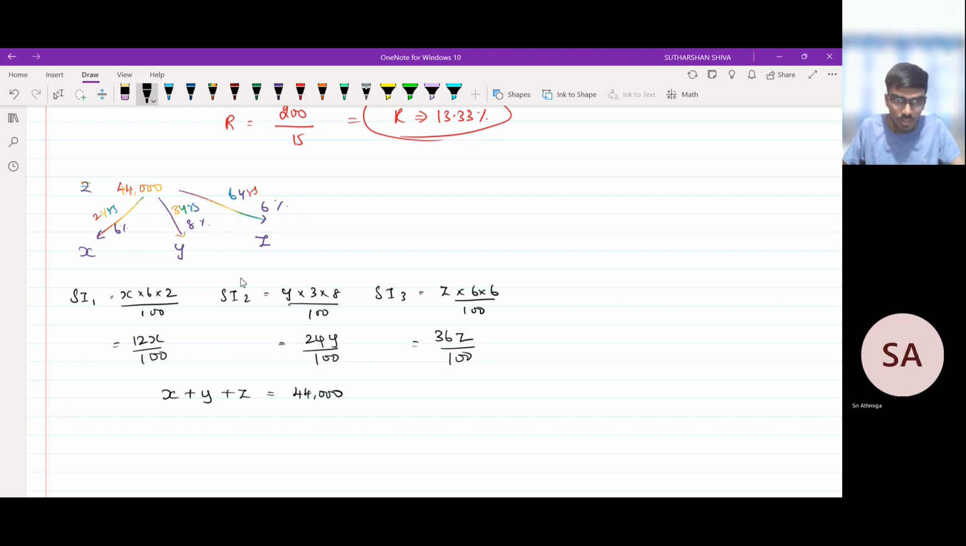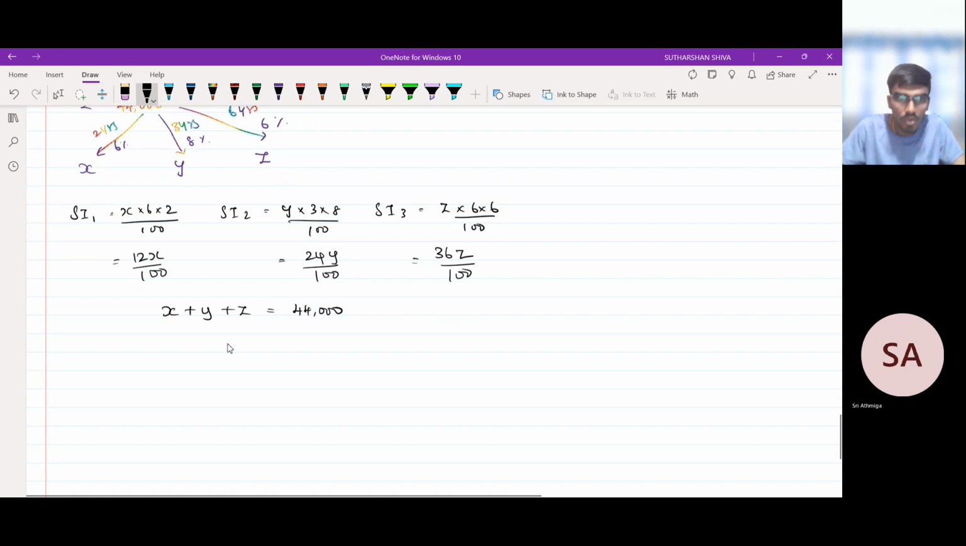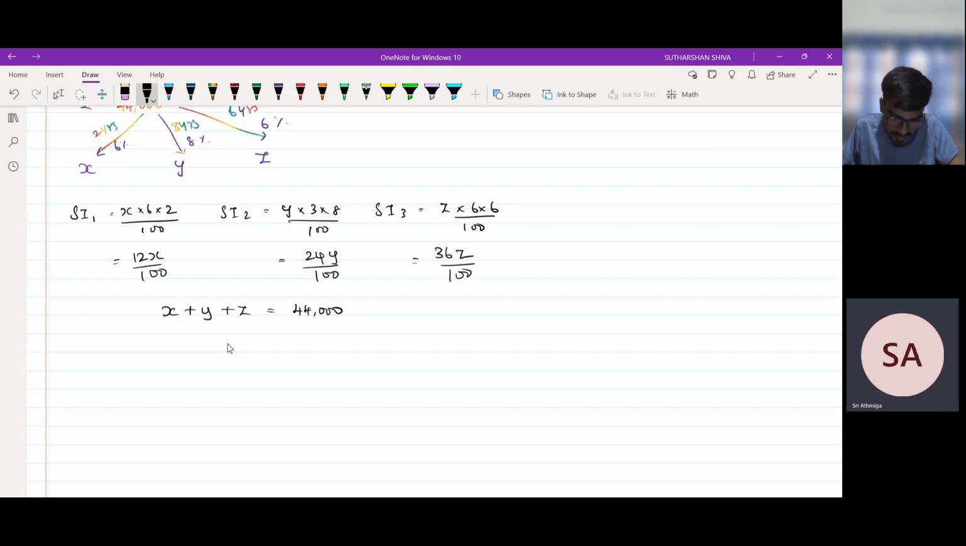I wanted everything to be in a proper way. So this is 12x, 24y, 36z. Is it in the same way? Yes, it is the same table, recurring in the same table. Is it right? Yes, sir.